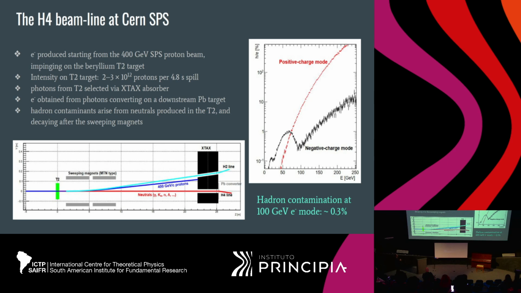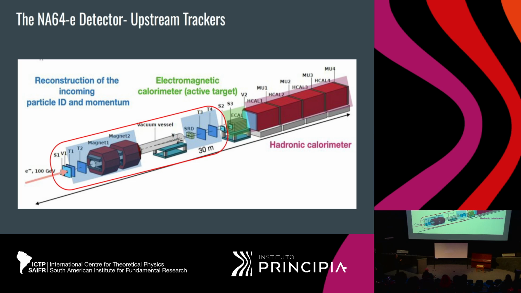Obviously, you can understand that all this chain results in the fact that you may have, for example, some neutral hadrons, which are produced here, that are not bent by the magnet, and then they decay after the magnet into some particles that are contaminants of the beam. So this is basically what happens in this kind of non-primary beam, and the result is that you have a contamination depending on what particles you have and you want to operate with. So for example, if you want electrons, you have this contamination, and this is the number of hadrons per number of electrons impinging on your experiment. And you can see that at 100 GeV, which is the operation of A64, we have of order 0.3% hadrons per each impinging electron.